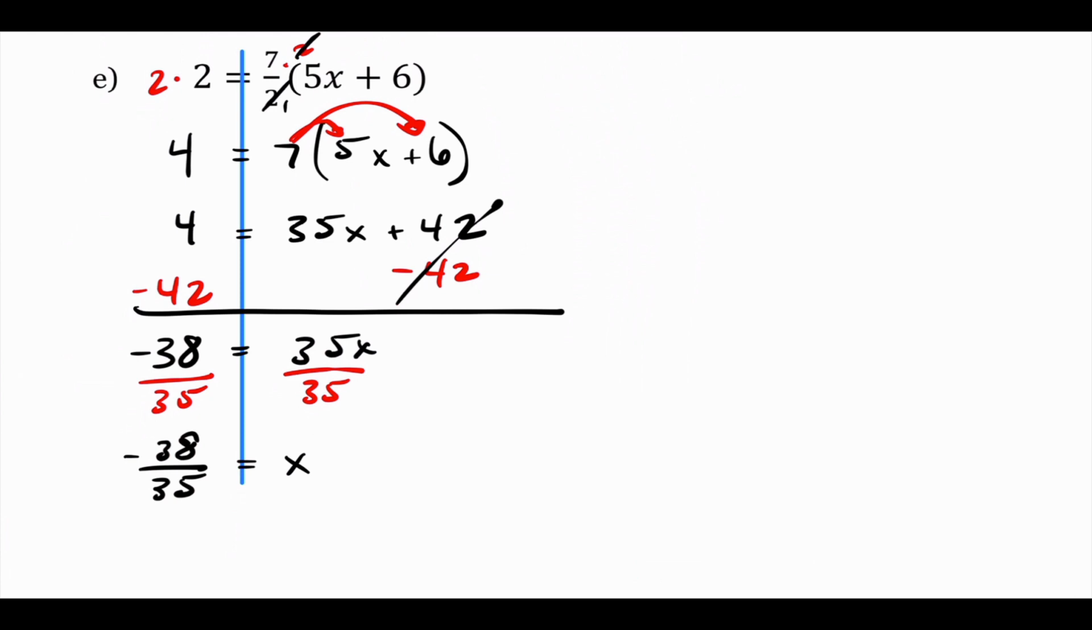So can I reduce 38 over 35? Is there something I could divide both of them by? 2, 3, 4, 5, 6, 7? I don't think so. 5 goes into the bottom, not the top. 2 goes into the top, not the bottom. 7 goes into the bottom, not the top. So we're done. Leave it like that. Don't turn it to a decimal because then you got to round it. We don't like to round. Don't round unless you need to.